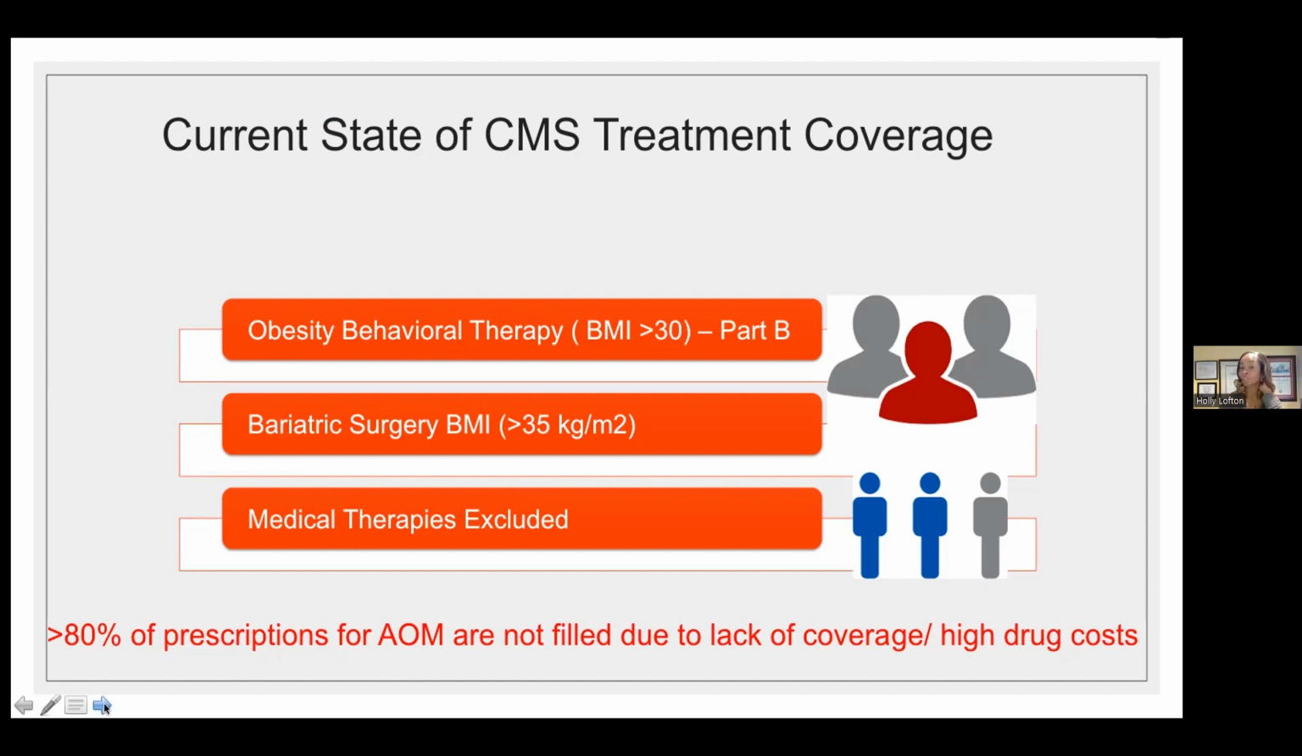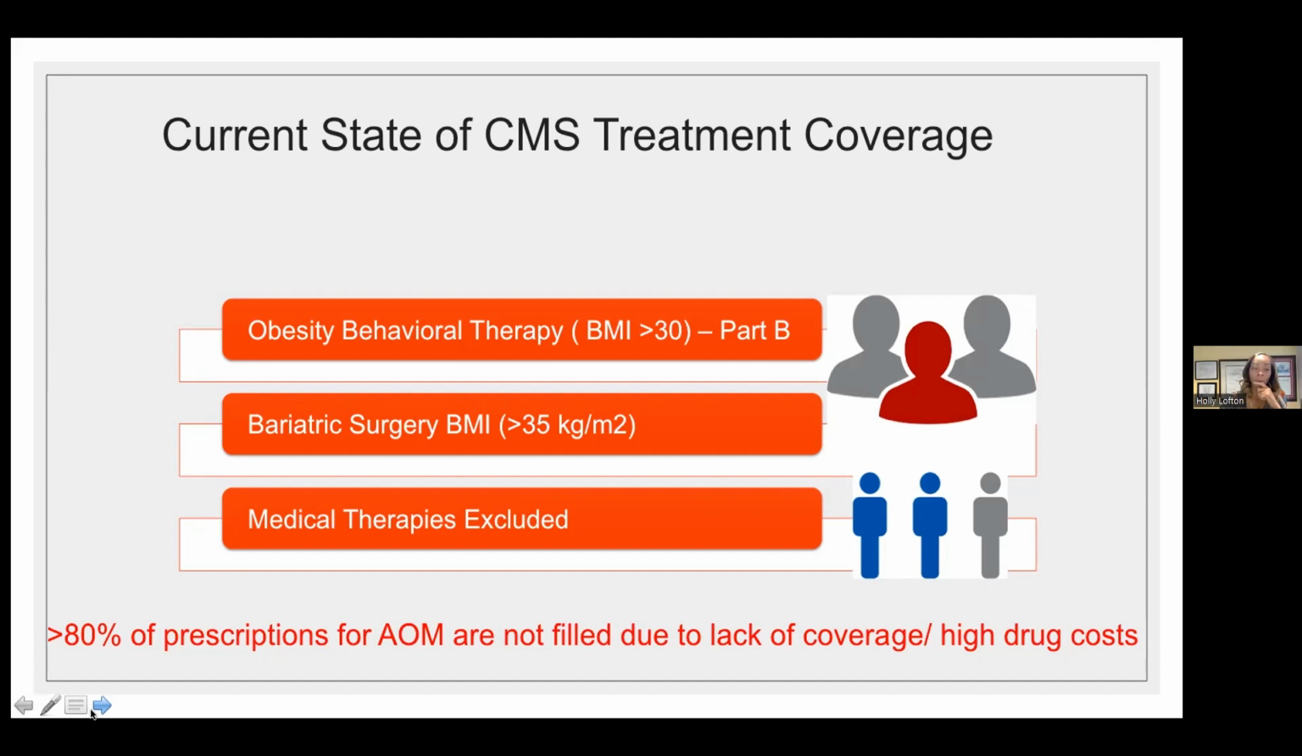Bariatric surgery is covered by CMS with BMIs over 35 with comorbidities, or BMI 40 and up with or without comorbidities. But currently, as I speak to you today, and in New York State, medical therapies, pharmacotherapy for weight management, are excluded by Medicare and Medicaid. So many of our patients have access to dietitians, they have access to surgery, but they don't have access to pharmacotherapy. And this is abysmal, I believe.